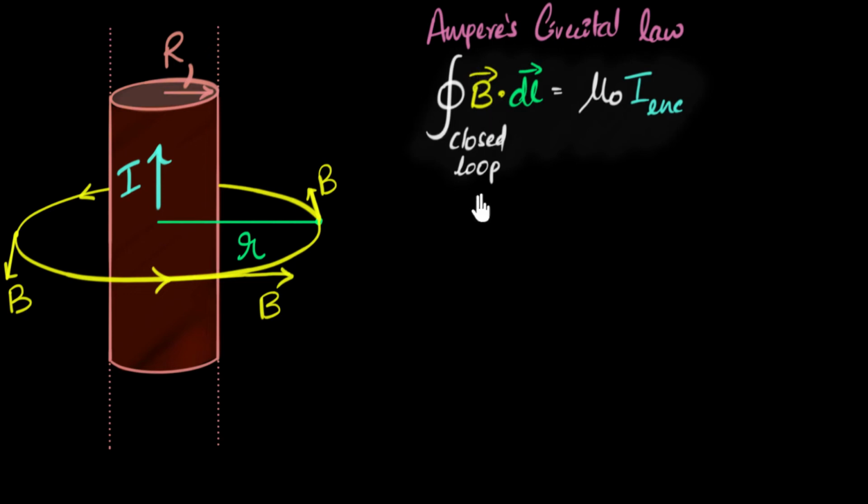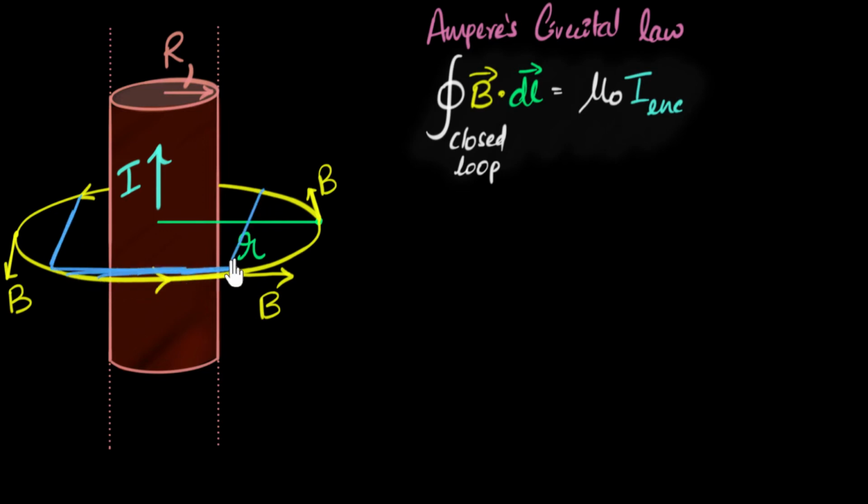So can you pause the video and think about what closed loop would you choose so that the integral would become easy? So pause and give it a try. It's okay if you're wrong, but just give it a shot. Try it. Okay, let me start by choosing a rectangle, just like that.